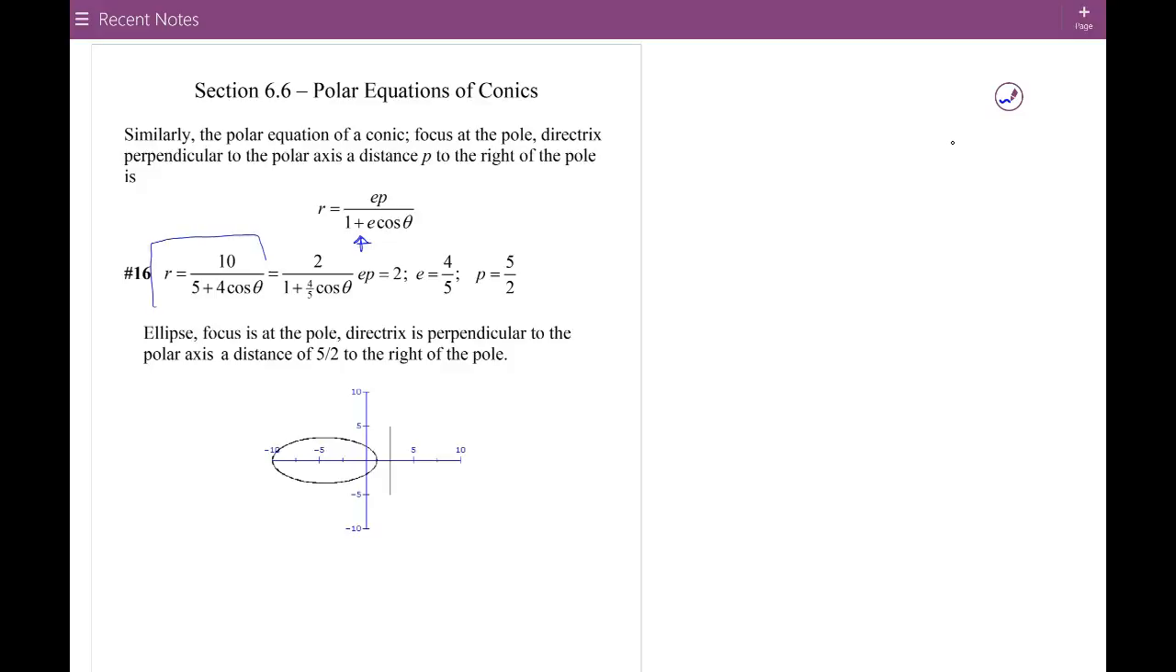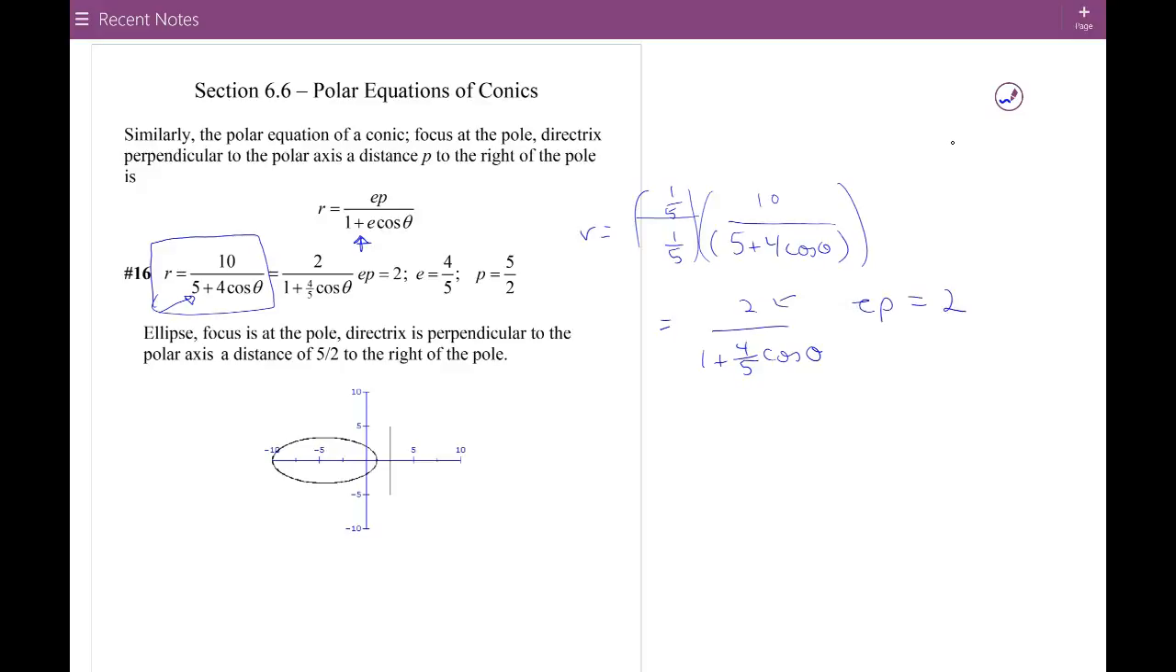So this example again does not have a 1 in this lower left corner. So we're going to take 10 over 5 plus 4 cosine theta. And now I know I want a 1 here, so I'm going to multiply by 1/5 over 1/5. And I'm going to get r equals 2 over 1 plus 4/5 cosine theta. So now I can see that the numerator is ep. Whatever number is up there, that's ep. Whatever number is between the plus and the cosine theta, so 4/5, is the e.